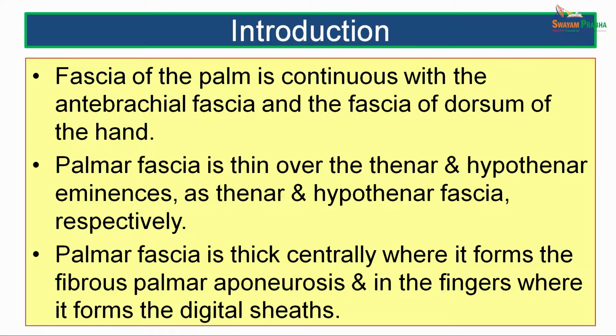So, the fascia of the palm is continuous with the antebrachial fascia proximally and also with the fascia of the dorsum of the hand. Palmar fascia is thin over the thenar and the hypothenar eminences, forming the thenar and the hypothenar fascia respectively. Palmar fascia is thick centrally where it forms the fibrous palmar aponeurosis, and in the fingers too it is thick where it forms the digital sheaths.